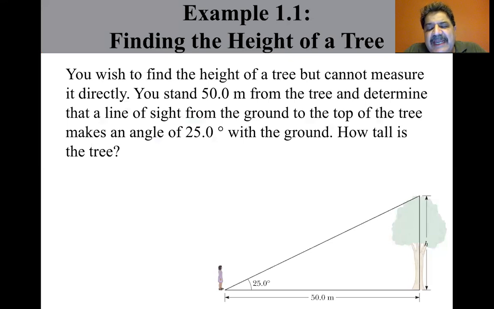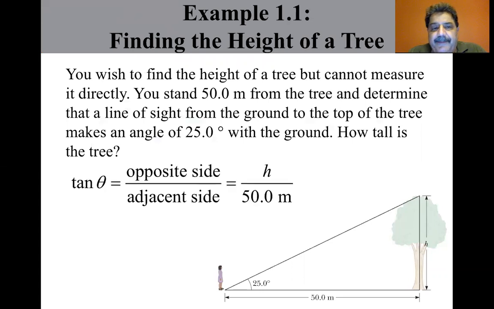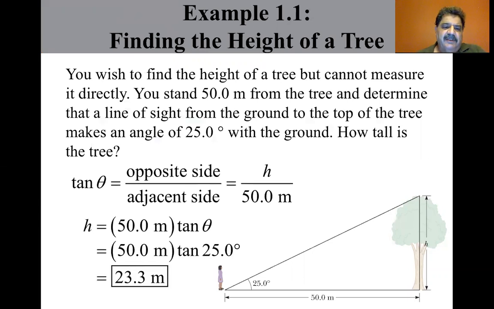We do so with the tangent function. The tangent is the opposite side over the adjacent side. We'll do a review of trigonometry at some point. So tangent theta is equal to h over 50 meters. So h is equal to 50 meters times the tangent of theta. 50 meters times the tangent of 25 degrees is 23.3 meters.